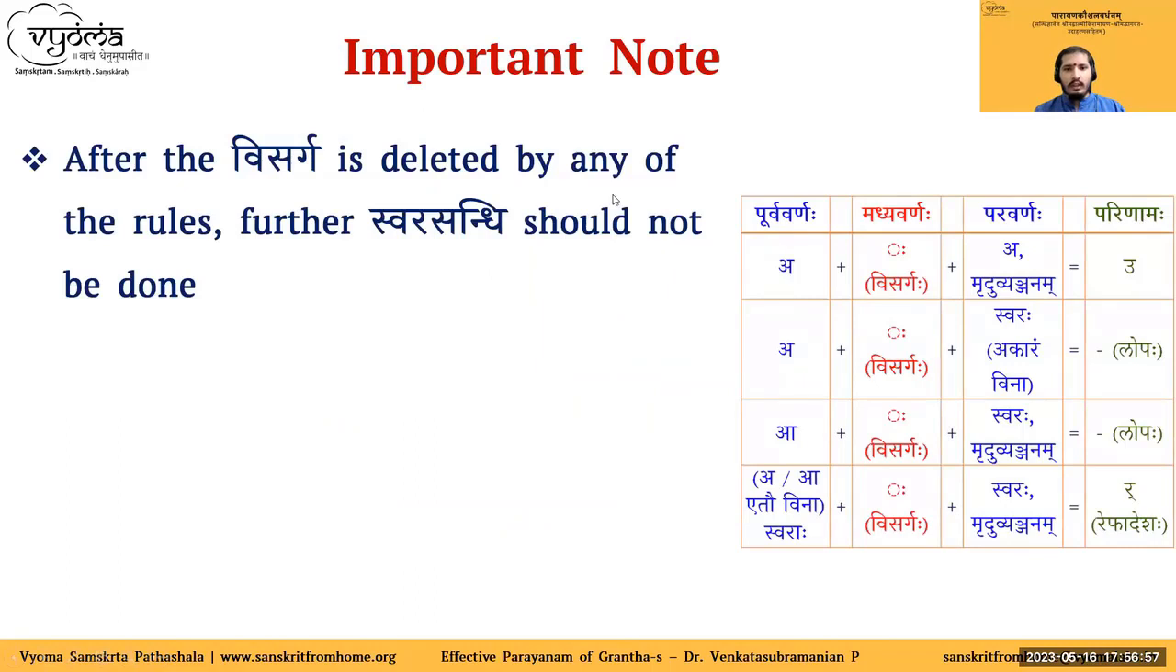After the visarga is deleted by any of the rules, in the sense by the second rule or the third rule. Third rule meaning the second row and the third row of this table. That is lopa in lopa sandhi, the first and second rule. So by these rules, if the visarga is deleted, then we can't do any other swara sandhi.